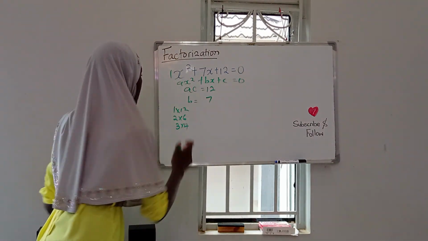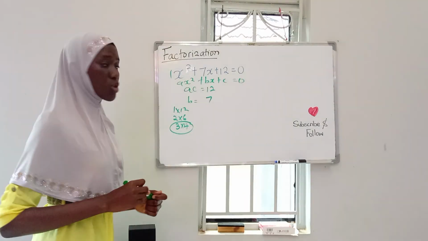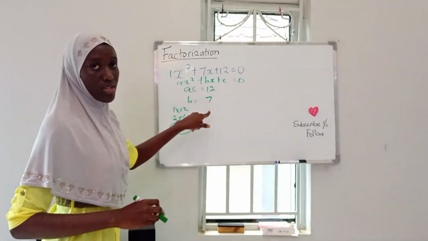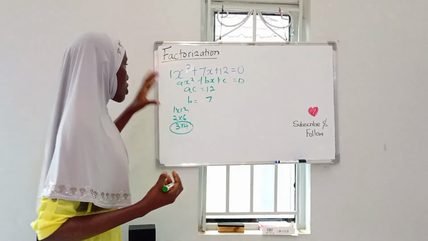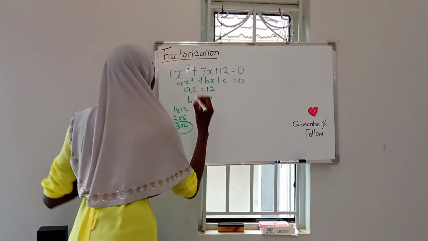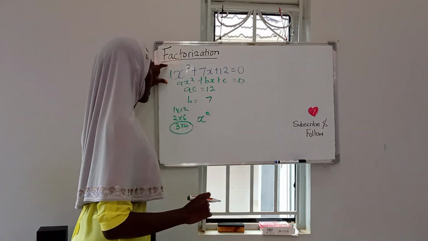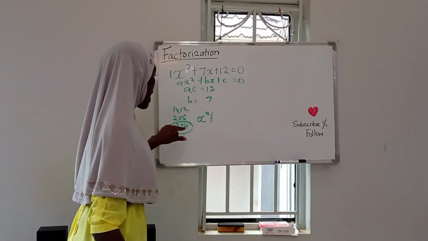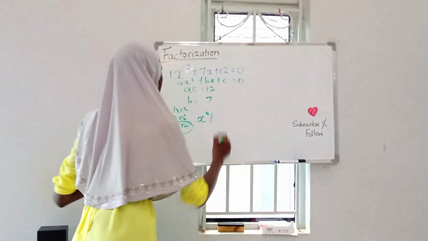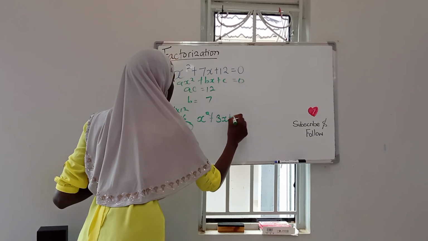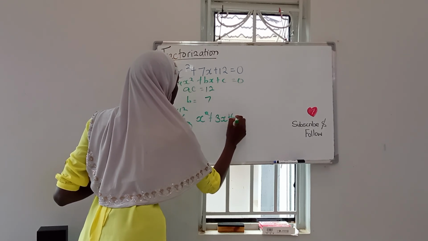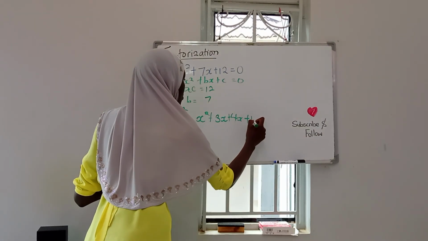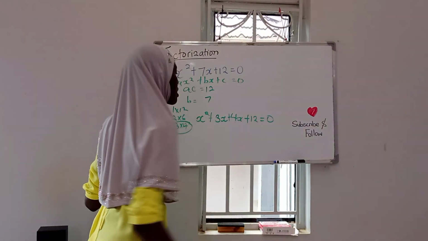Among all these, this is the most suitable pair, because when you multiply 3 and 4, you get 12, and when you add 3 and 4, you get 7. So after getting those two numbers, now we shall apply the factorization. We shall bring our x squared, which is the first part of our equation, plus, we are going to substitute 7x by splitting it into 3x and 4x, because when you add them, you still get 7x. Then we shall bring our 12 into the equation and equate all that to 0.